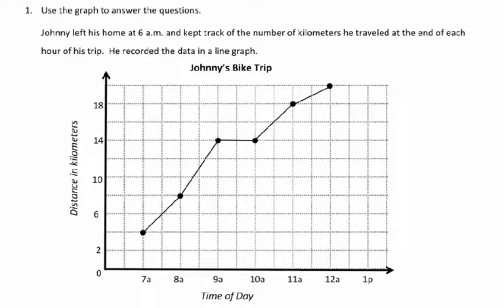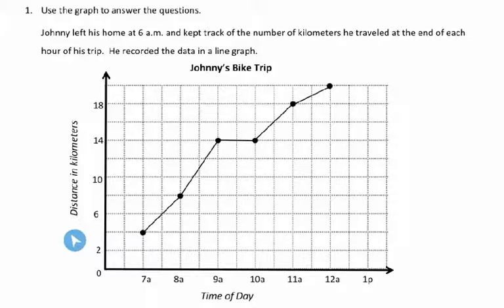Along the x-axis is the time of day, so we have 7 a.m., 8 a.m., 9 a.m., 10 a.m., 11 a.m., 12 a.m., and 1 p.m. And then along the y-axis is the distance in kilometers. So we're starting here at 2, and then we go up here to 6, but you notice it would be 2, 4, 6, 8. They only labeled every other line.